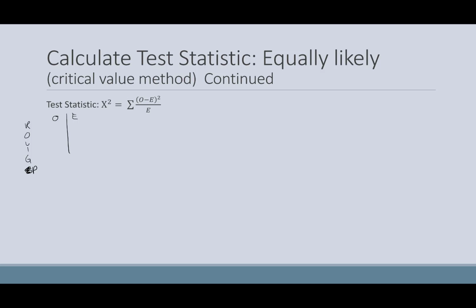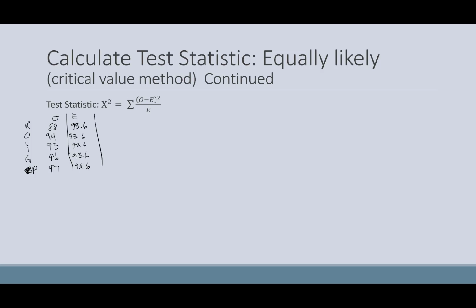from the problem. So my observed number of reds was 88. My observed number of orange was 94. My yellows, there were 93. My greens, there were 96. And my purple, there were 97. Now my expected value, that was what we had already computed when we were checking the requirements. So my expected value for each of these was 93.6. And because this was a uniform distribution, it was 93.6 for every single category.